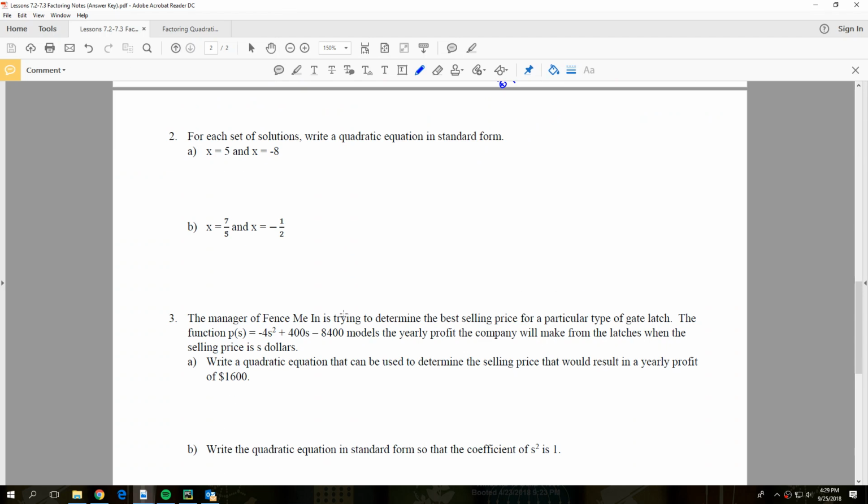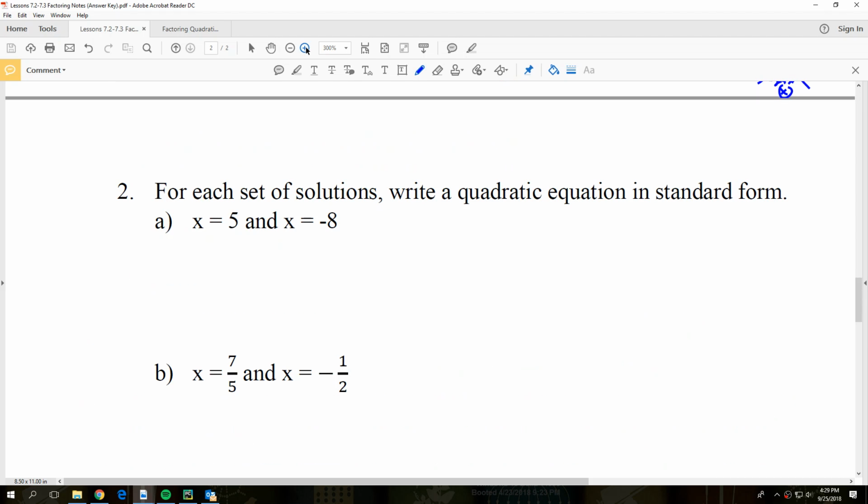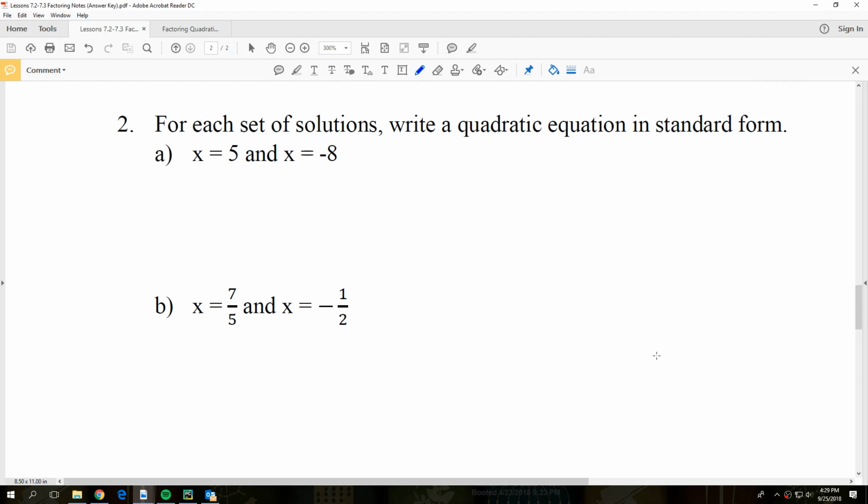All right, so second page, for each set of solutions, write a quadratic equation in standard form. So these are really cool questions because they're backwards. You have to do all the stuff you were just doing except work it backwards, okay? So let's go ahead and do that.